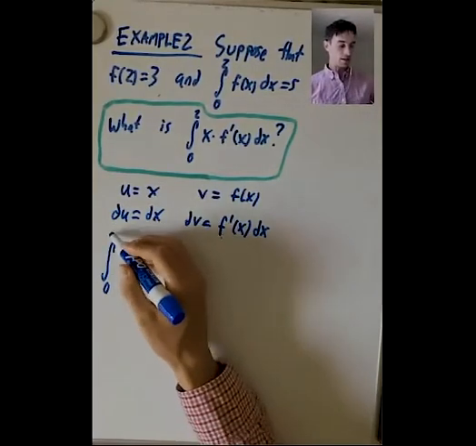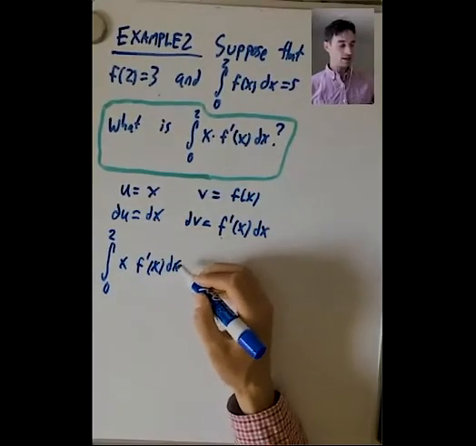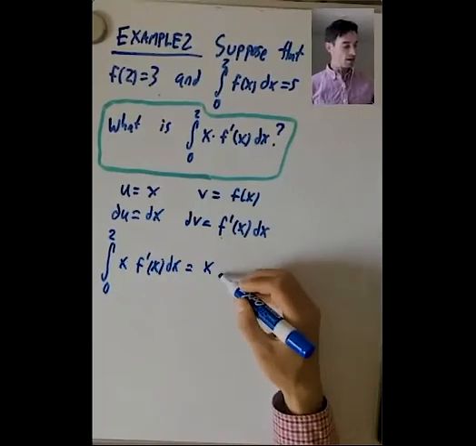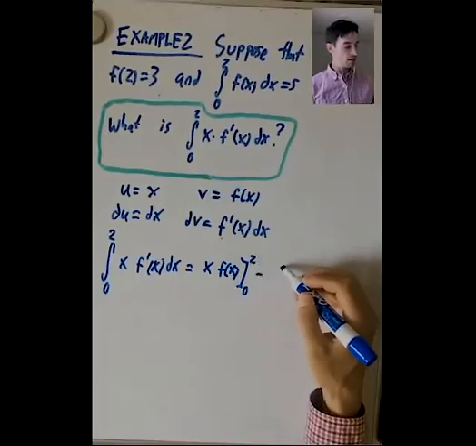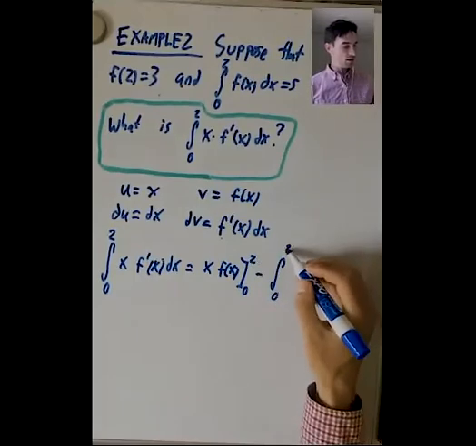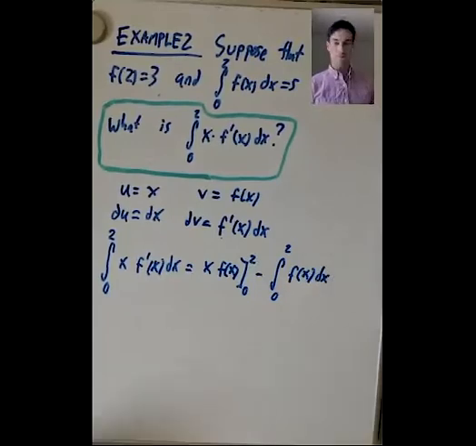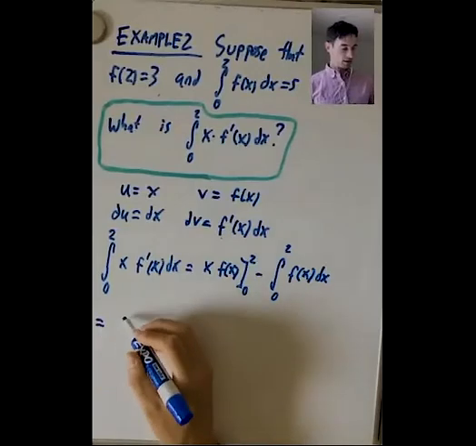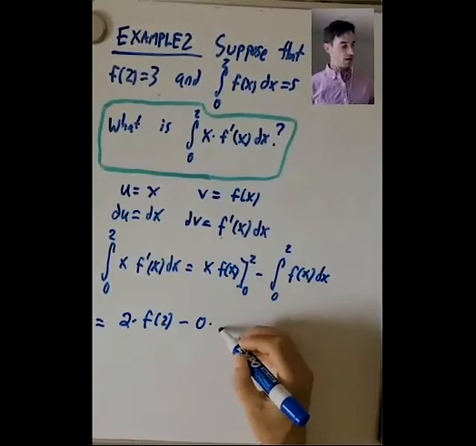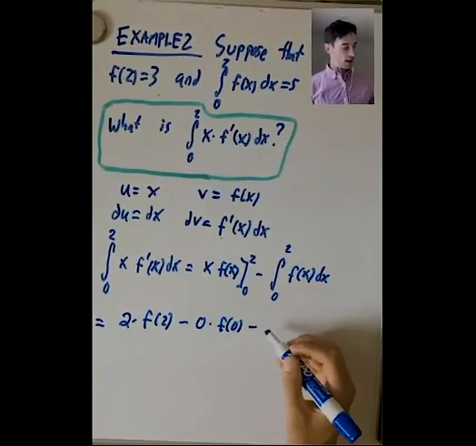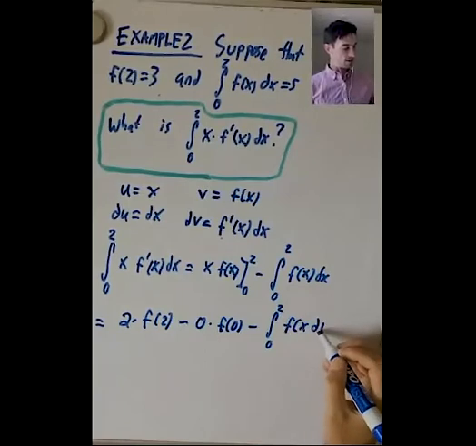So where does this leave us? So the integral from 0 to 2 of x f prime of x dx is equal to uv, x f of x, evaluated at 0 and 2, minus the integral from 0 to 2 of v du, of f of x dx. Let's just say what this means. So this is 2 times f of 2 minus 0 times f of 0 minus the integral from 0 to 2 of f of x dx.